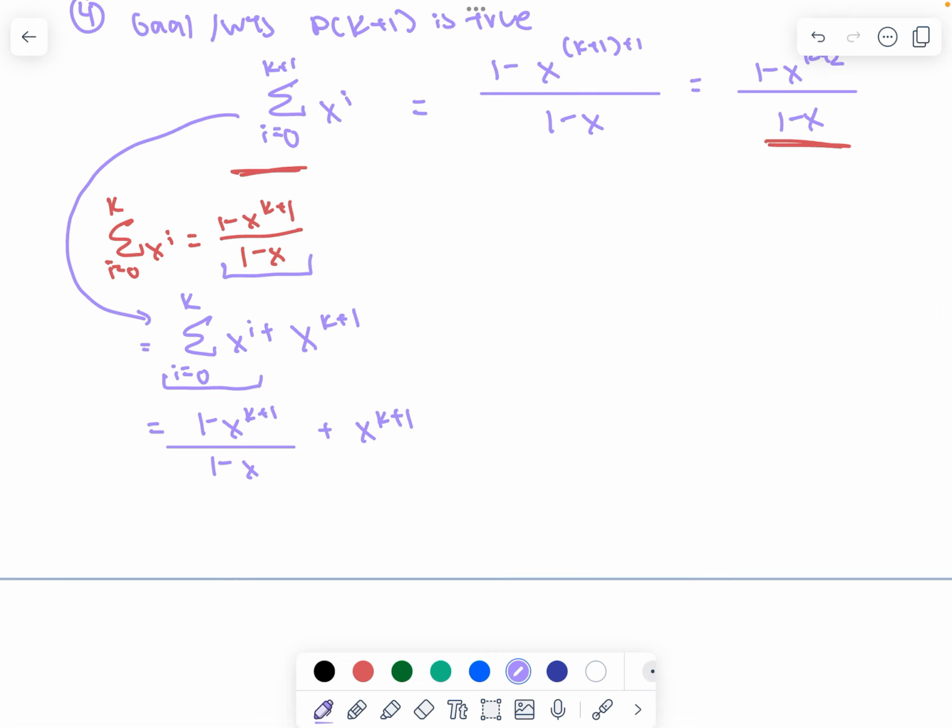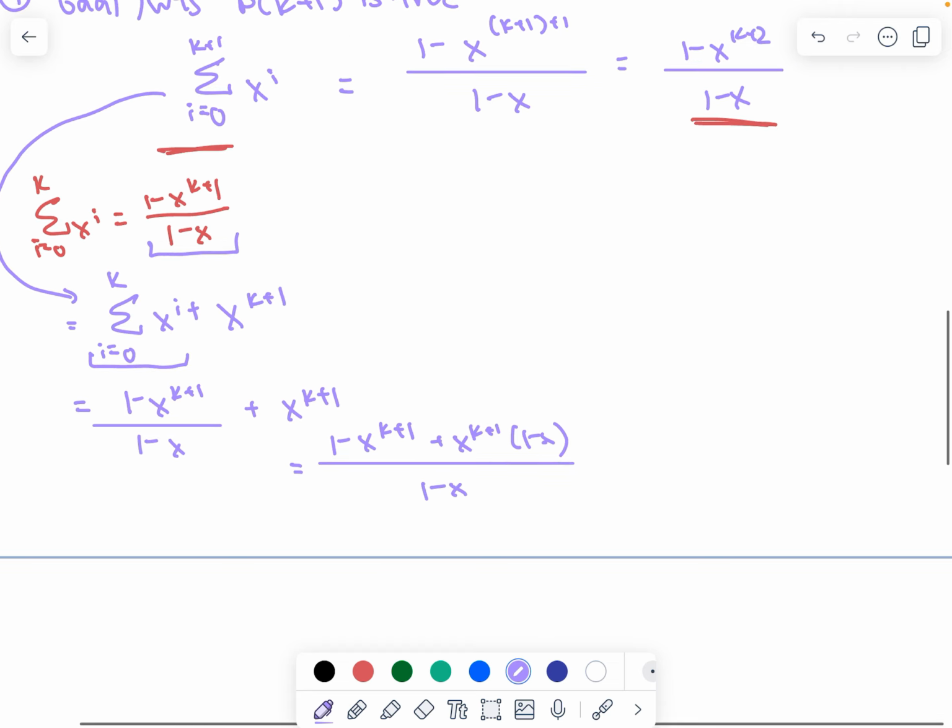Now we can combine these terms with some algebra, multiplying the second term by 1 minus x to get all the denominators the same. We get 1 minus x to the k plus 1 plus x to the k plus 1 times 1 minus x, over 1 minus x. Now we can combine some terms and simplify further. This ends up giving us 1 minus x to the power of k plus 2 over 1 minus x.